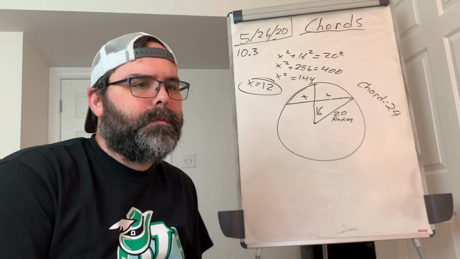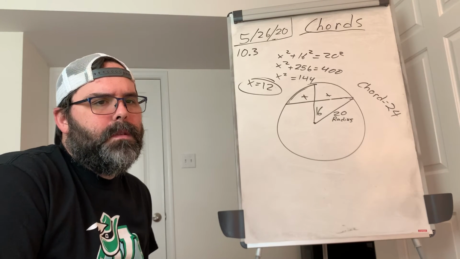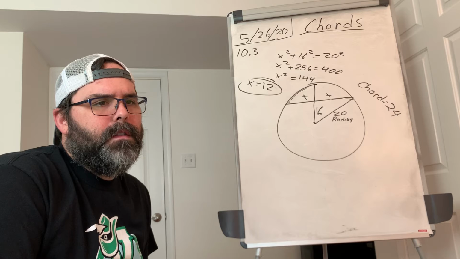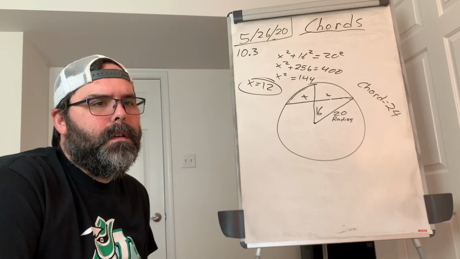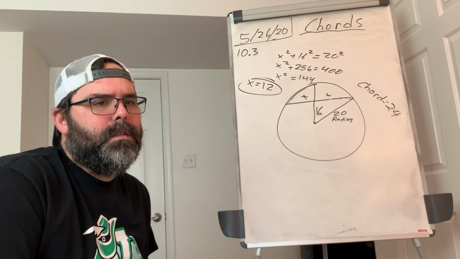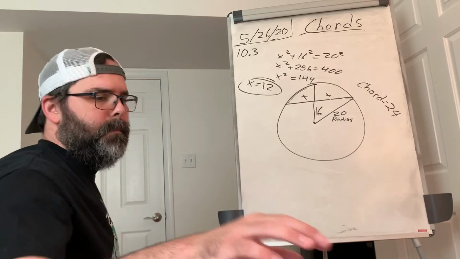Okay, moving on. How is the measure of the central angle and the corresponding chord related to the measure of the arc intercepted by the chord? I'm going to skip that. You guys can figure that one out. It's not hard. The answer is the measure of the central angle is equal to the measure of the arc. All right, last one, 13.